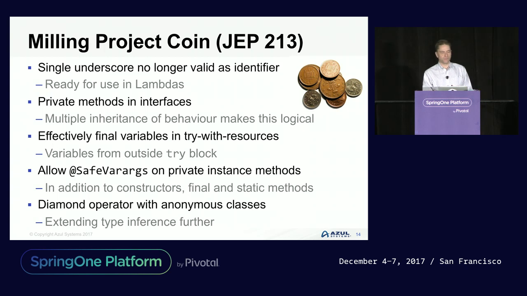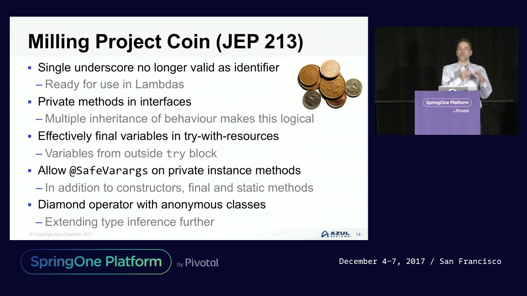And the last one in terms of Project Coin is extending the way that the diamond operator works. The diamond operator is about using the compiler to do type inference. If you've got a list of type string and you want a new array list, you don't actually have to specify that it's an array list of type string because the compiler will work that out for you. So you just put the brackets there, the less than, greater than.